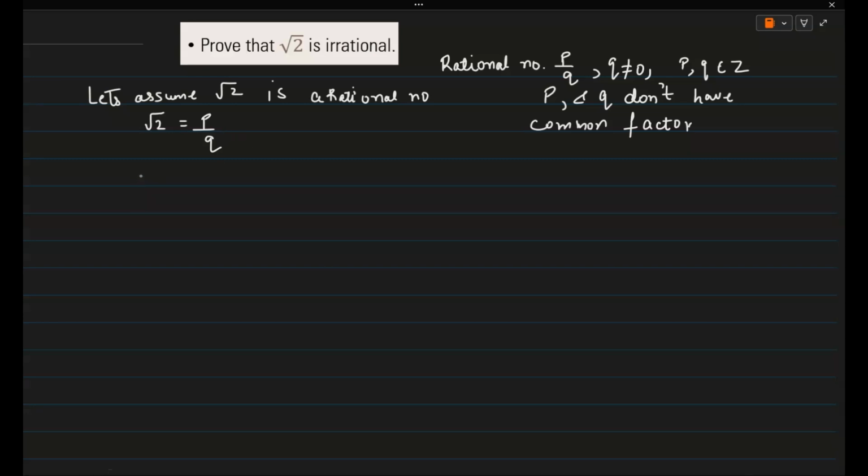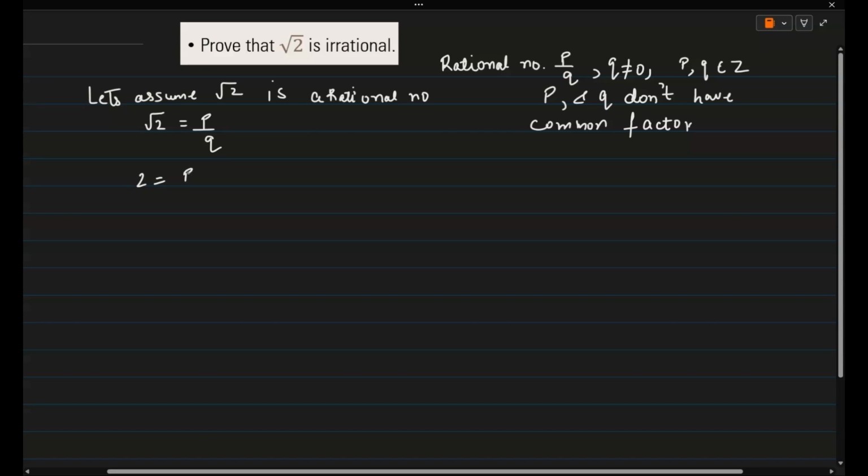Now square both the sides, we get 2 is equal to p square by q square. From here we can say that p square is equal to 2 into q square. Now if we observe this equation carefully, we can say that p square is an even number, as it has a multiple 2, it has a factor 2.